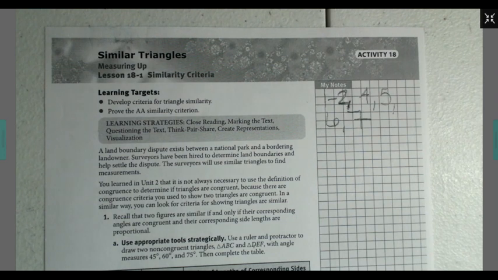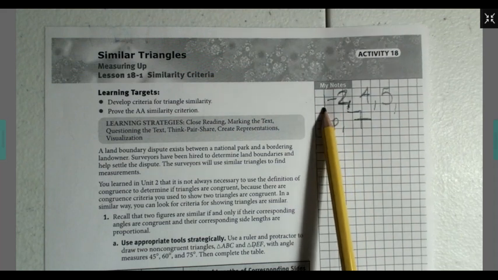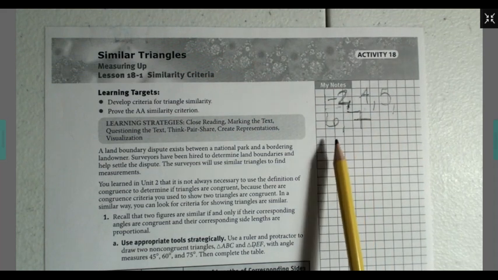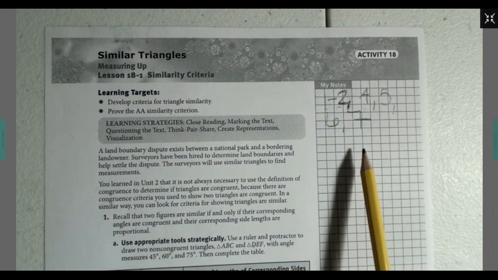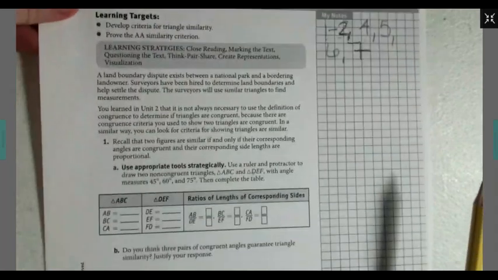Today we will be covering Lesson 18-1, which is on similarity criteria. Our lesson will be split into 5 separate sections: questions 1 to 2, question 4, question 5, question 6, and question 7. Let's take a look at our first introduction.